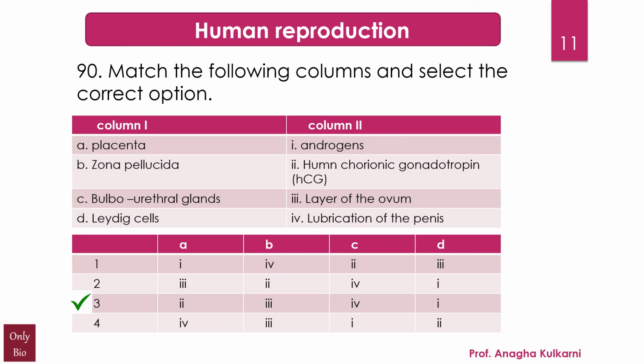And the option D, that is Leydig cells, which are also known as the interstitial cells of Leydig. These are found adjacent to the seminiferous tubules in the testicles, and these are important because they produce testosterone in the presence of LH.